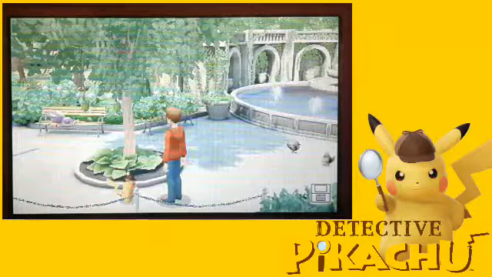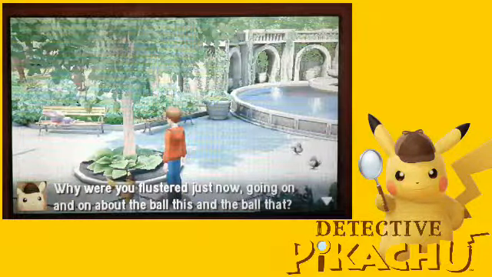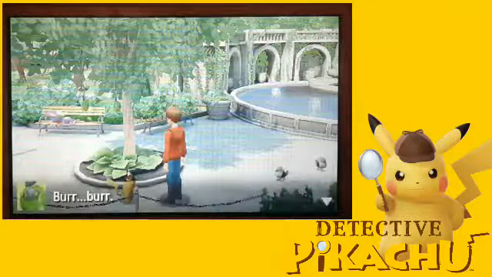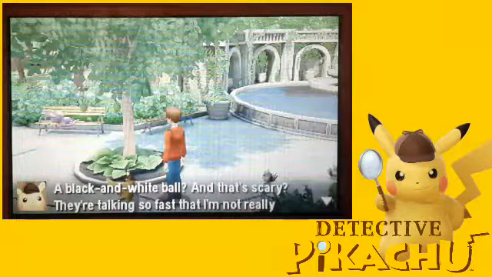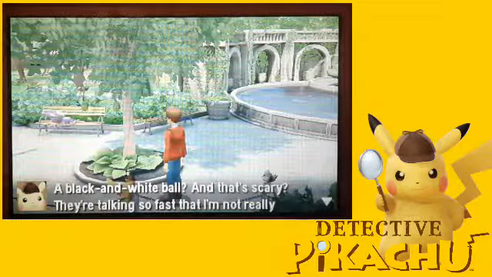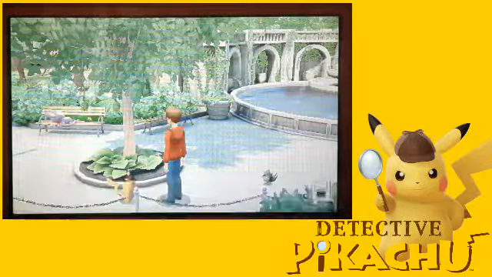Okay, about the ball. Why are you so flustered just now, going on and on about the ball? A black and white ball. And that's scary? They're talking so fast, and I'm not really following.